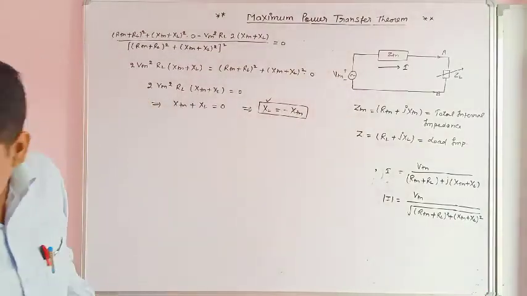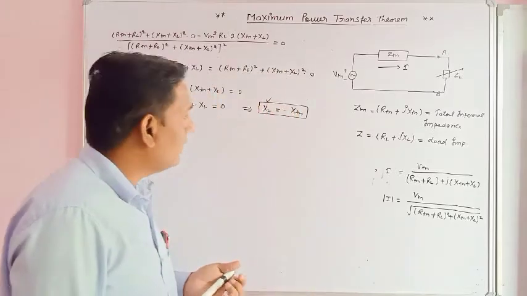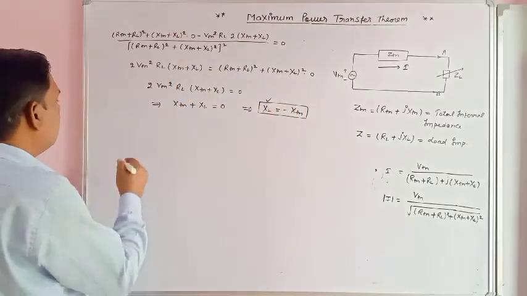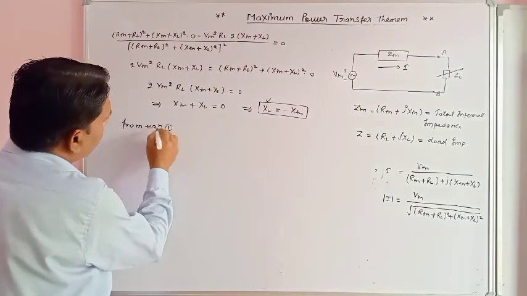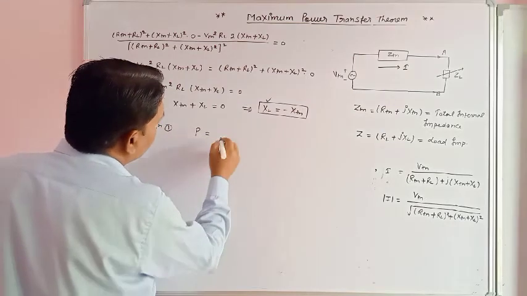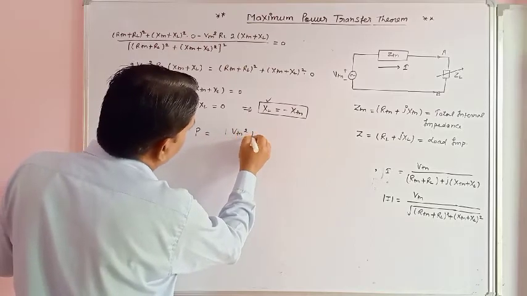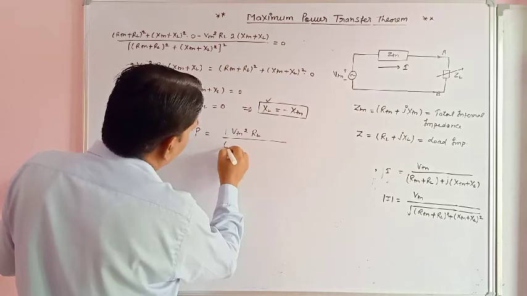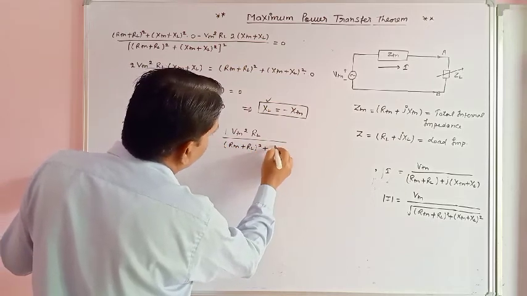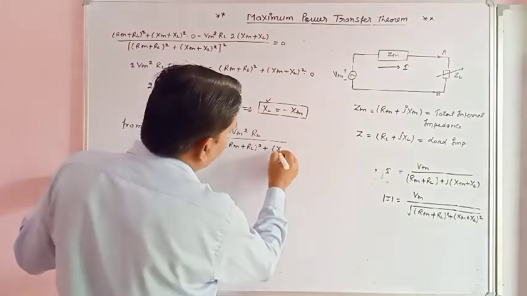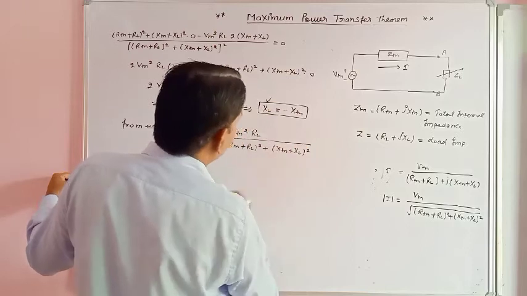Now what will be the power? When we have XL equal to minus XTH, what will be the power now? From the first equation, P is equal to VTH square RL upon (RTH plus RL) whole square plus (XTH plus XL) whole square. This is the amount of power.